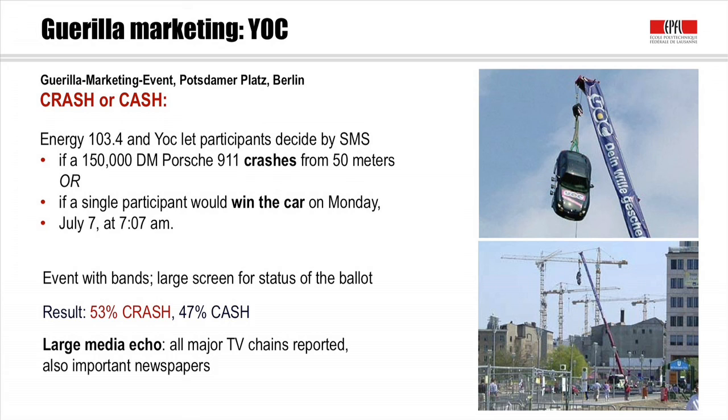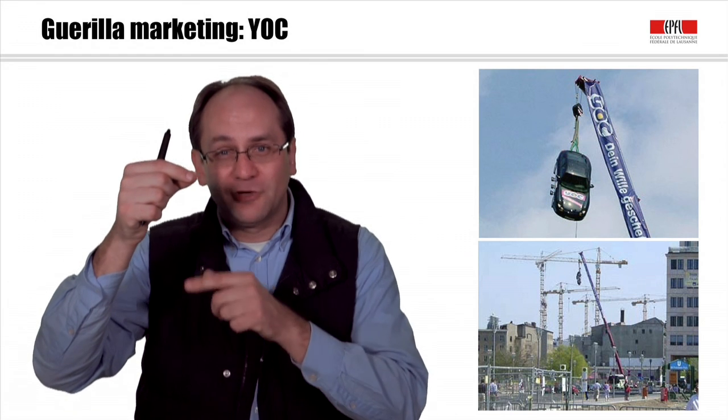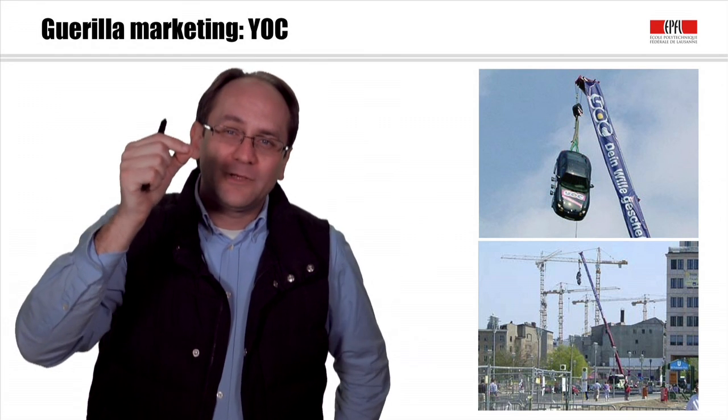We have this Porsche 911, a wonderful Porsche hanging up there at 50 meters high. And people could vote with their cell phones whether this Porsche should crash, i.e. fall down these 50 meters, or whether one person would actually win the car at the end, which means cash. There was an event with a large screen for the status of the ballot, and the result was 53% said crash and 47% said cash. So you actually know what that meant. The Porsche fell down.